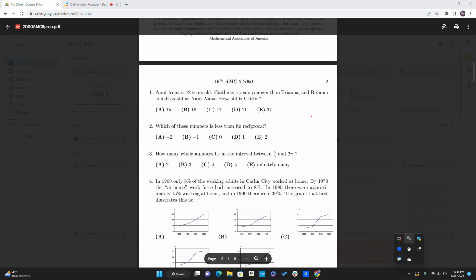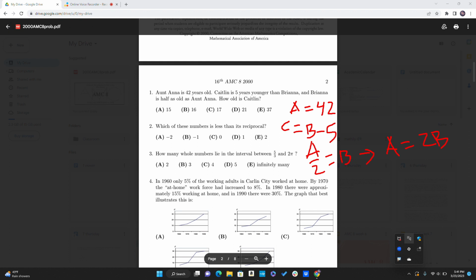So Aunt Anna is 42 years old. So we'll say A is 42. Caitlin is 5 years younger than Brianna. So Caitlin is Brianna minus 5. Brianna is half as old as Aunt Anna. So Anna over 2 is Brianna, which we can just turn into A equals 2B. So those two are the same thing, right?